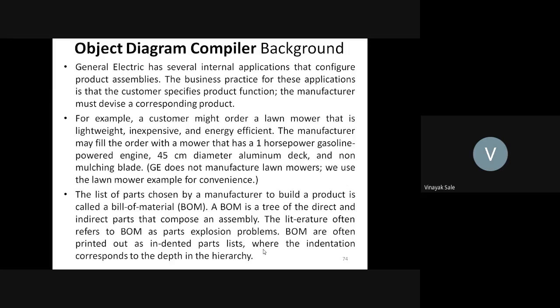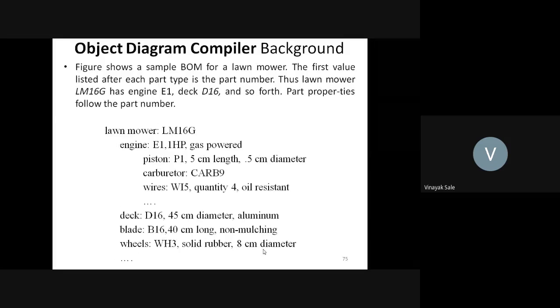Bills of material are often printed out as indented parts lists where the indentation corresponds to the depth in the hierarchy. So this is the example. This figure shows the bill of material of a lawnmower. The first value listed after each part is a part number. Here the lawnmower LM number is 16G.